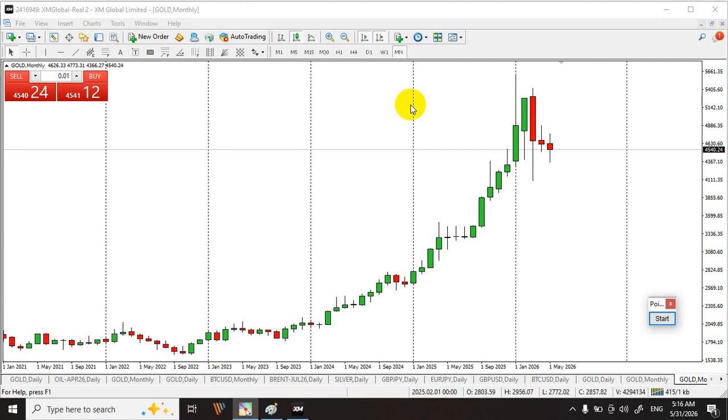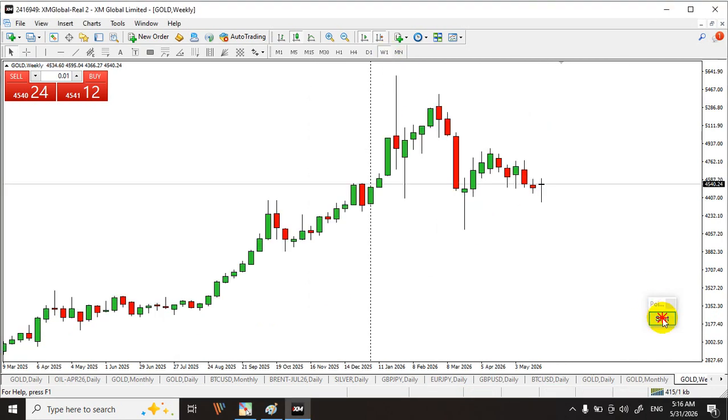Step 2, weekly time frame analysis. Next, we move to the weekly time frame. We again look at the last 2 weekly candles and identify their direction. If they are also bullish, then the weekly time frame confirms the same direction.